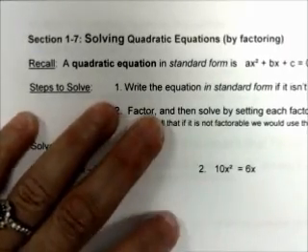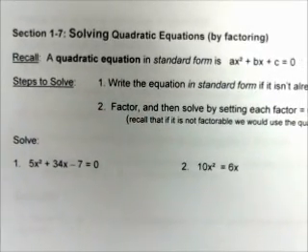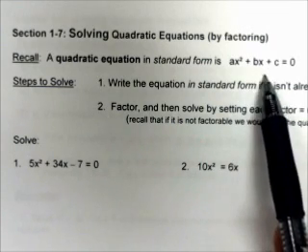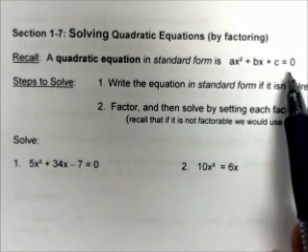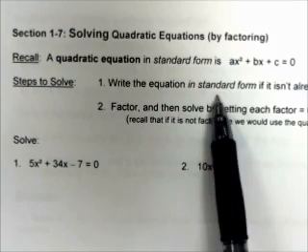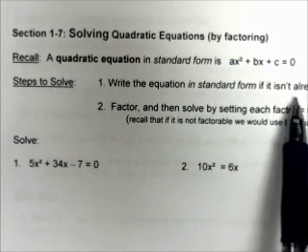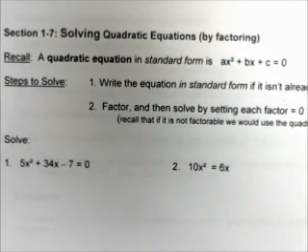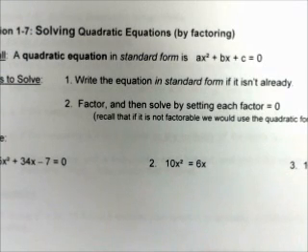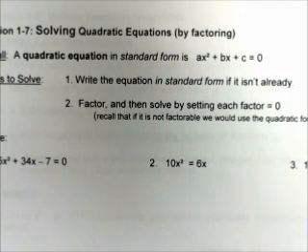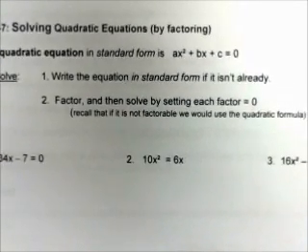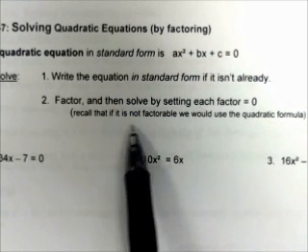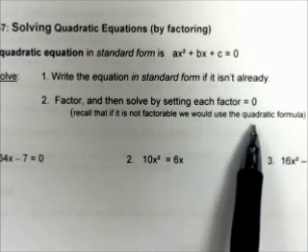A quadratic equation in standard form is ax squared plus bx plus c equals 0. Steps to solve. Write the equation in standard form if it isn't already in standard form. Factor, and then solve by setting each factor equal to 0. Recall that if it's not factorable, we would use the quadratic formula.